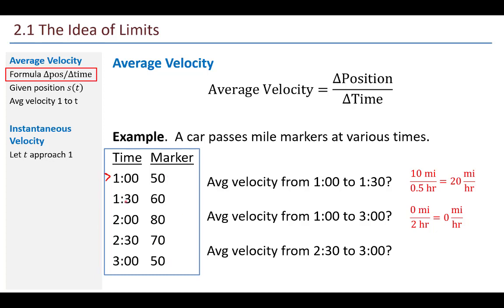And then the last question. What is the average velocity from 2:30 to 3 o'clock? So look at this. From 2:30 to 3, the position actually decreased 20 miles. That's why we have a negative. So it's important to see we can have a negative in there. Whereas the time increased by half an hour. So negative 20 divided by 0.5, negative 40 miles per hour. Position can be positive or negative, so our average velocity can be positive or negative. Time, which is in the denominator, we always think of that as a positive change.